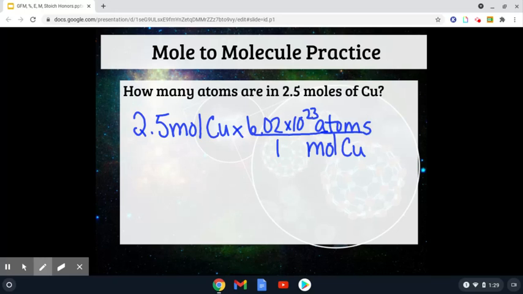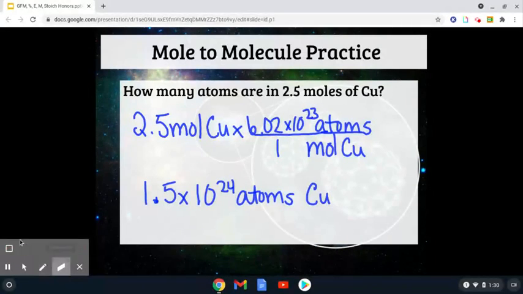So then you would punch that in your calculator. Whenever you're using scientific notation with the exponents, I would use parentheses around your number. So when you get this in your calculator and you sig fig, you would get 1.5 times 10 to the 24th atoms of copper. So 2.5 moles of copper is equal to 1.5 times 10 to the 24th atoms of copper.